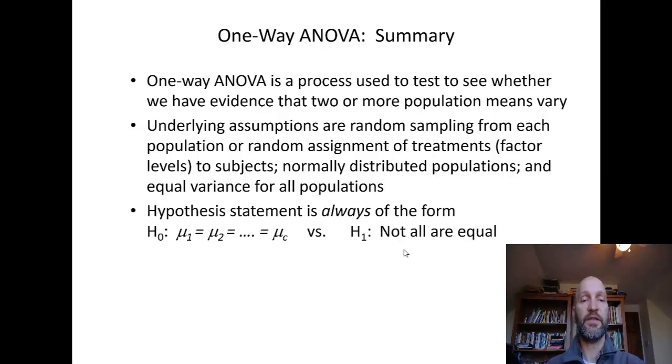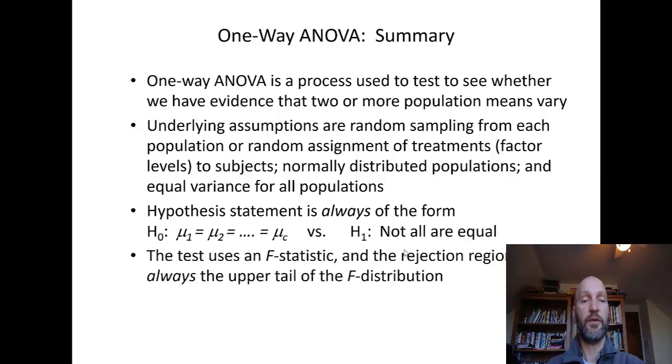The hypothesis that we're using is that all of the means are the same value, and the alternative is that at least one is not the same as the others, or in other words, they're not all equal to each other. And we use the F statistic, which is a new distribution we're learning about, and we reject if our test statistic is in the upper tail of the F distribution.